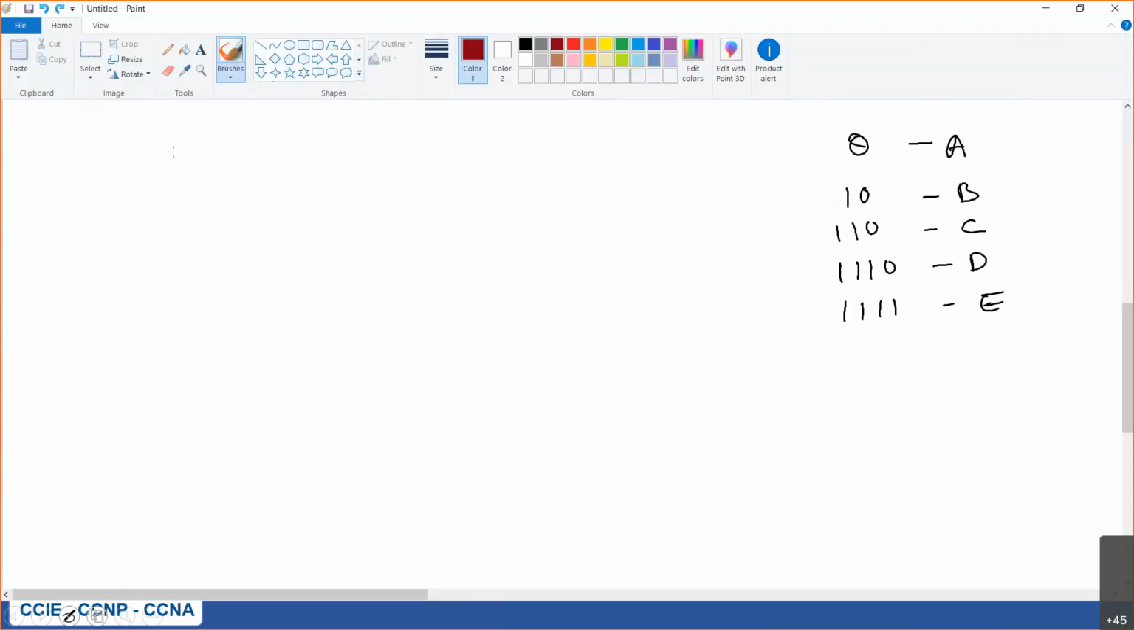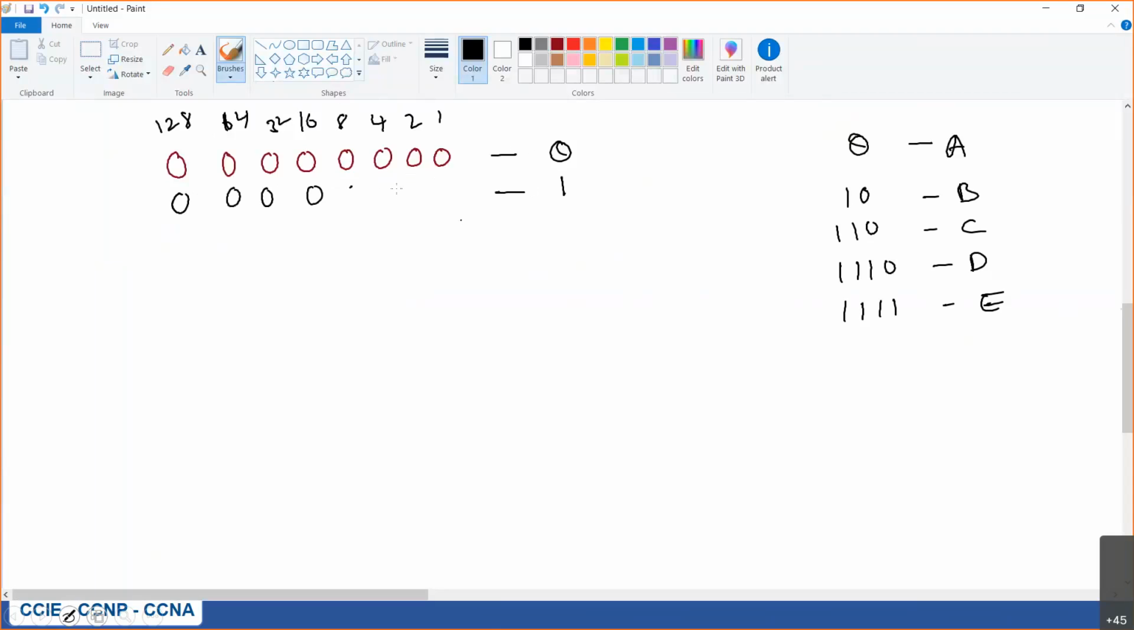Let me take an example of 8 bits. What's the value, Karun? All zeros. The place values are 128, 64, 32, 16, 8, 4, 2, 1. Okay, how can we write 1? 1 is 0 0 0 0 0 0 1, the last one.